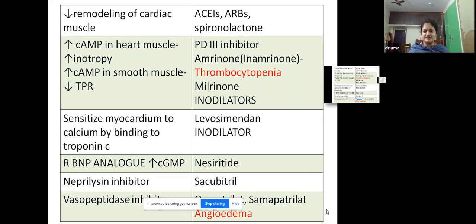Sacubitril is a neprilysin inhibitor. Normally BNP analogs produce vasodilatation effects. BNP is degraded by the vasopeptidase enzymes. So this vasopeptidase enzyme causes the degradation of the BNP. Neprilysin inhibitors prevent the degradation of the BNP by inhibiting the enzyme. And vasopeptidase inhibitors are omapatrilat and sampatrilat. They inhibit the degradation of the BNP. But the main adverse effect with this group is that they produce angioedema as a side effect.